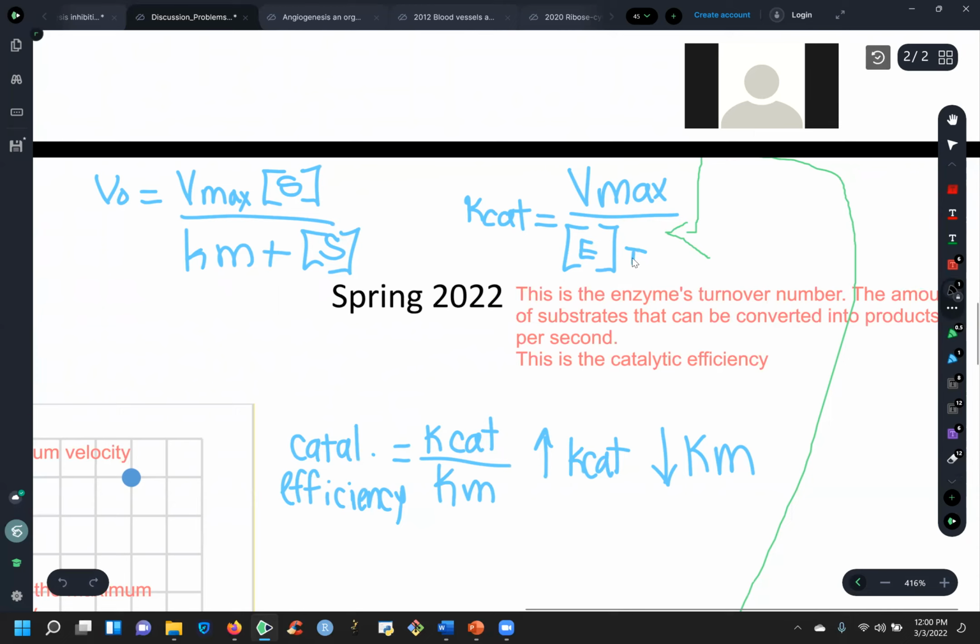When I was an undergrad, I missed the whole T. For one problem, I spent like 3 hours on it because I couldn't understand what the T was. I would work it out and I just kept getting the wrong answer. Enzyme T, that means total enzyme concentration.